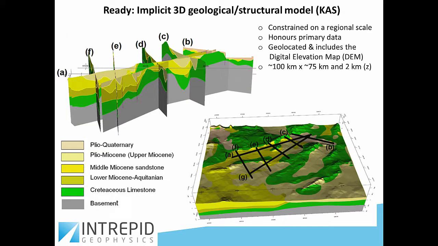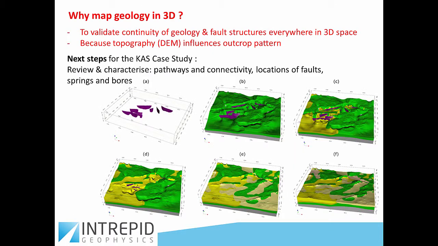At any time, the 3D geological model is available to us in different rendered states. Here is a summary view showing the completed regional scale model, which honours primary data, includes the digital elevation map, and is shown here for its full extent at 100 km by 75 km by 2 km in the Z direction. This brings us to an important rhetorical question: why map geology in 3D?